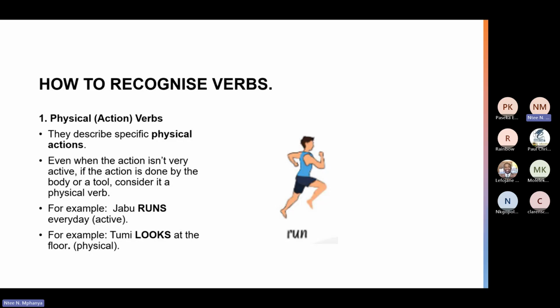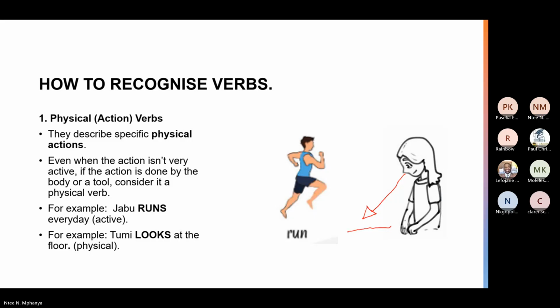Now, the second example, Tumi looks at the floor. This one is physical. Look at Tumi. We can see that she's looking down at the floor. Therefore, she's not very active. It's between an active and a physical verb. In one, the action is taking place and you can see it, but the other one is somehow physical. She's not moving her head, she's not moving her body, but she's actively looking down.